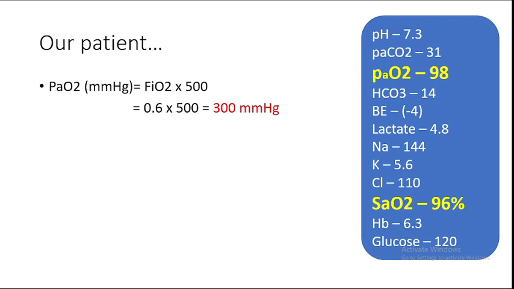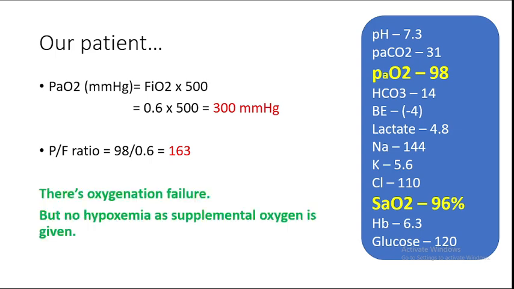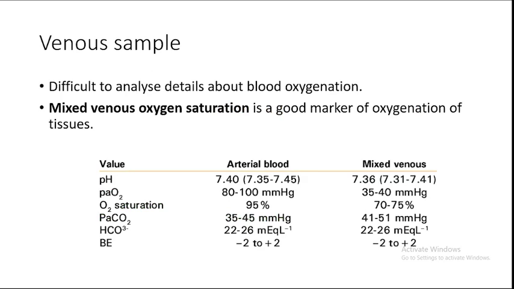But what's the problem? Our patient was given 60% oxygen. So according to our calculations, we expect the patient's PaO2 to be around 300. But it is 98. What about the PF ratio? The PF ratio is 98 divided by 0.663. It's less than 300. So there is a significant oxygenation failure. There is an oxygenation failure, but because we have given oxygen, there is no hypoxemia according to the blood gas value. Right?